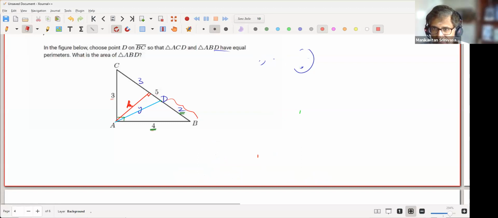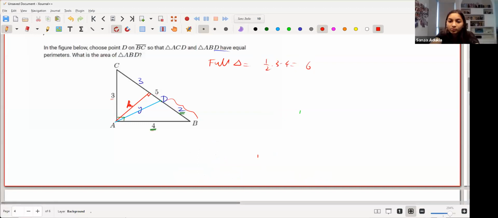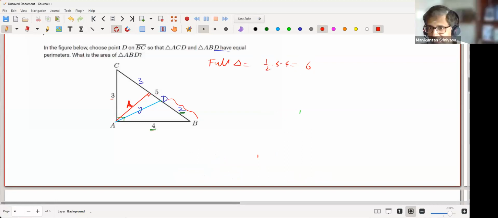I will say the area of the full triangle. Full triangle ka area kitna hai? We know half into 3 into 4, which is 6. So the area of the full triangle is 6, right? Half into 3 into 4, just base into height. Not this height, not the H height, but 3 as the height and 4 as the base. It's 6. So no matter which way I look at it, it's 6.